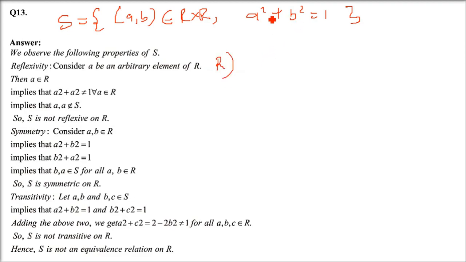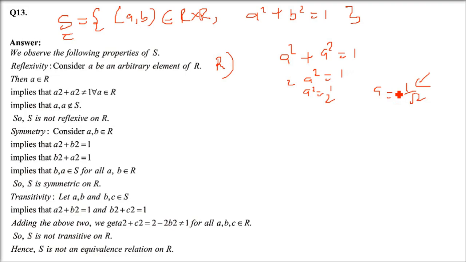Now if you want to check reflexive, just replace B by A. So A square plus A square equals 1. So 2A square equals 1. So A square will be what? 1 by 2. A will be plus minus 1 by root 2. So it is not falling in the relation which is given here. This particular value does not fall here. So it is not reflexive.